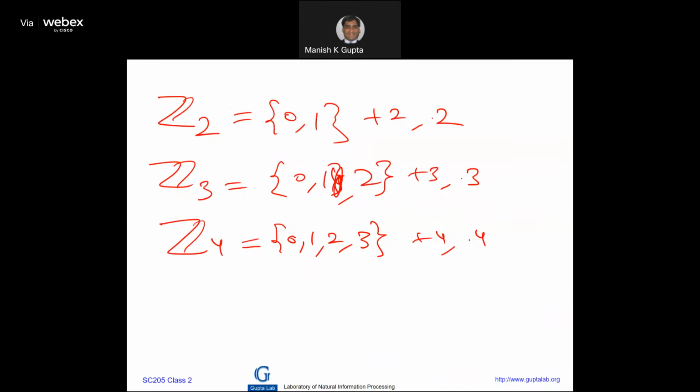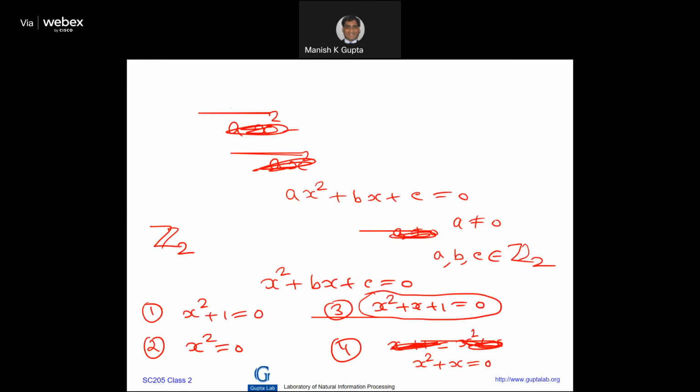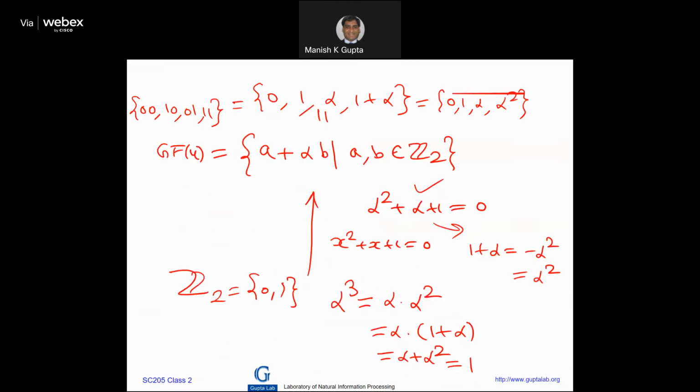Okay, so we talked about Z2, Z3, Z4, and you know that Z4 is not a field, right? Which is fine. We know the construction from real to complex. We talked about this construction with 4 elements. Again, I'm just refreshing, that now here the field with 4 elements, just like a plus ib, we have constructed a plus alpha b.